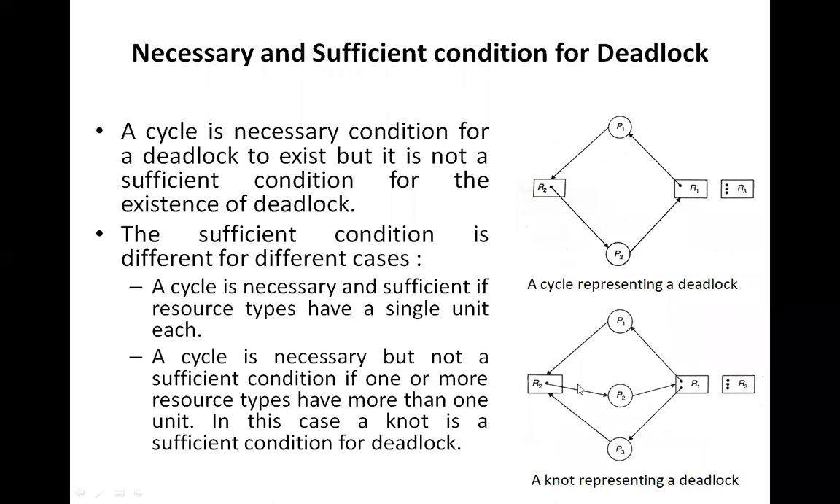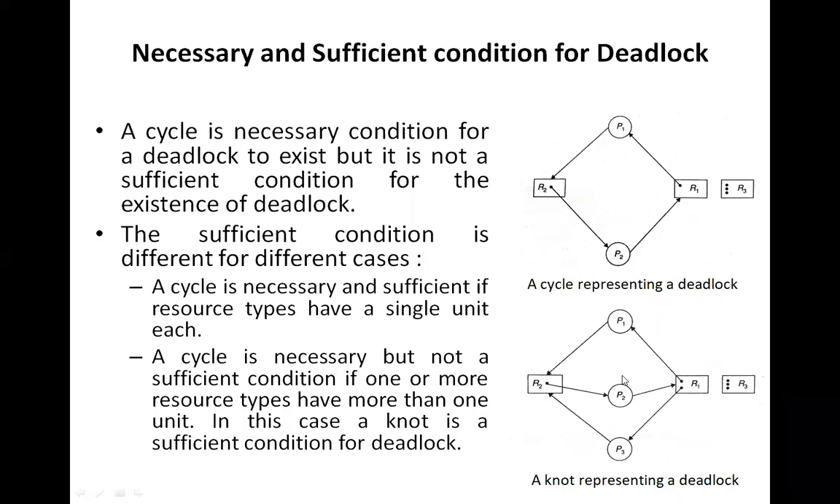P1, R2, P2, R1, and P1. This is one cycle. Another cycle is P3, R2, P2, R1, and P3. So it is going to create a knot which contains P1, P2, P3, R1, and R2. So in this particular case, in which the resources are having multiple units, if it is creating a knot, then it can be said that it is going to be in the deadlock state.